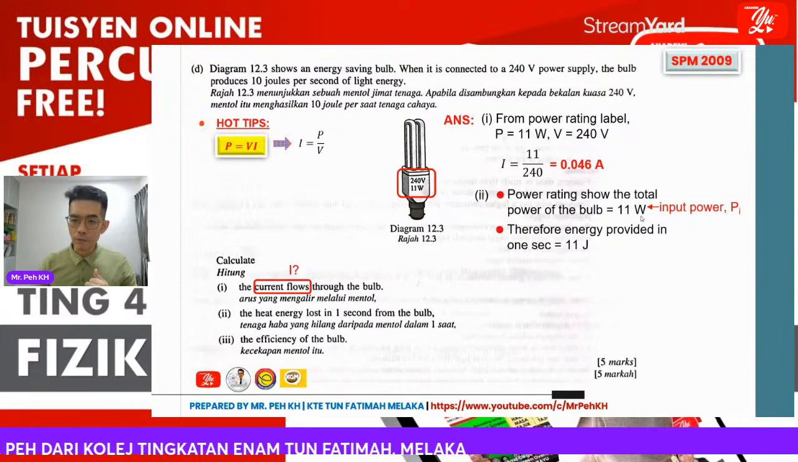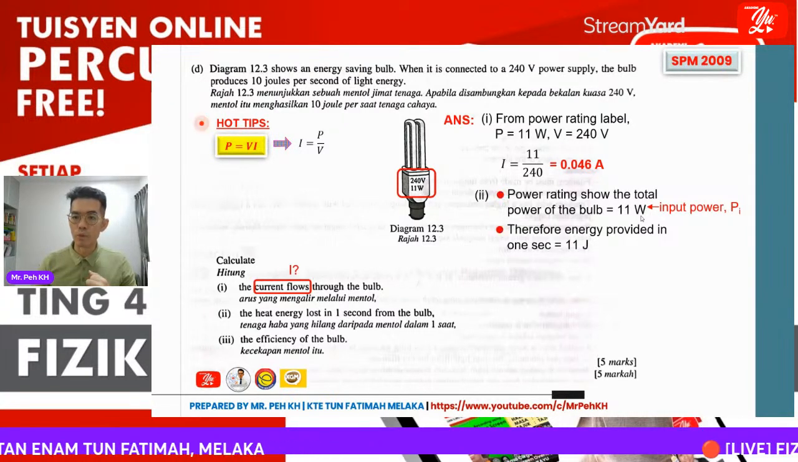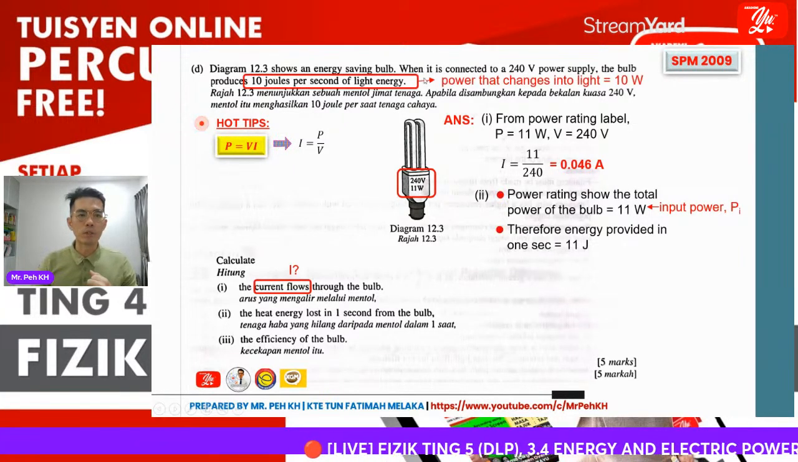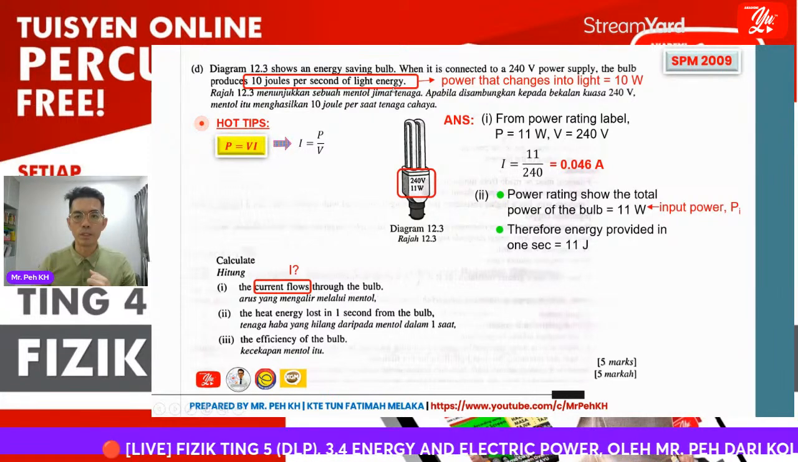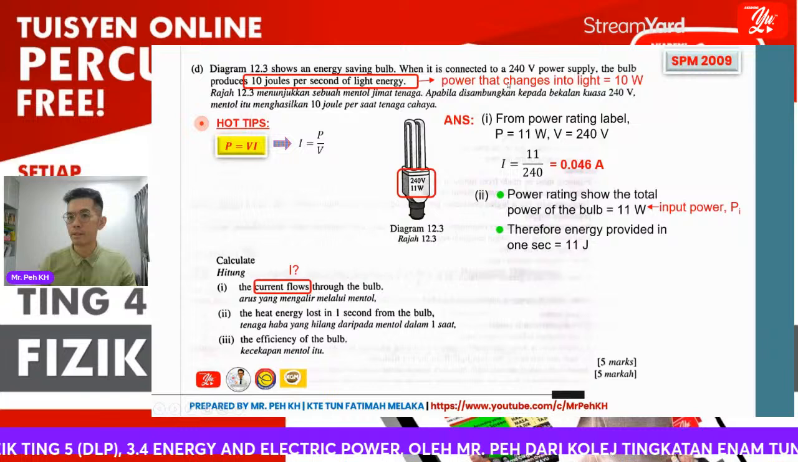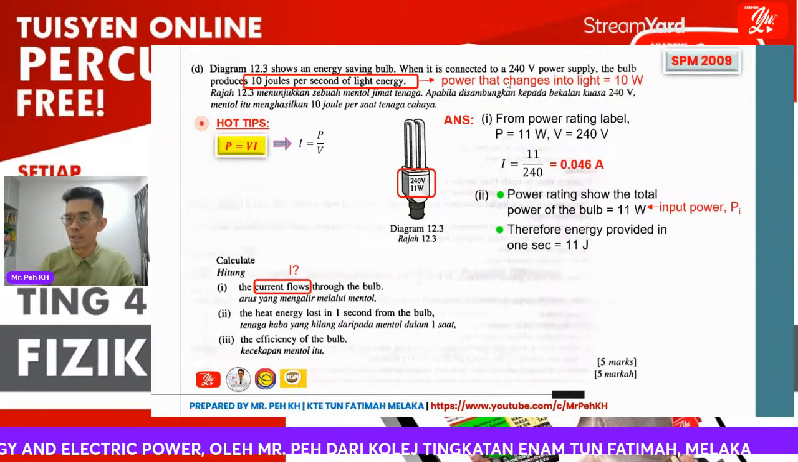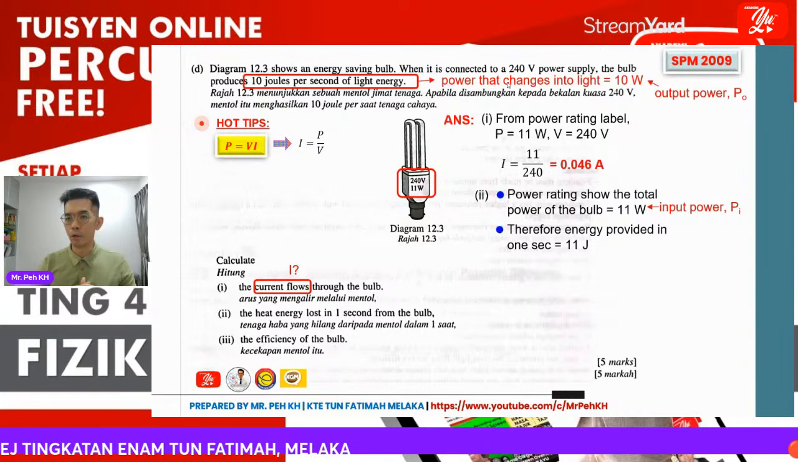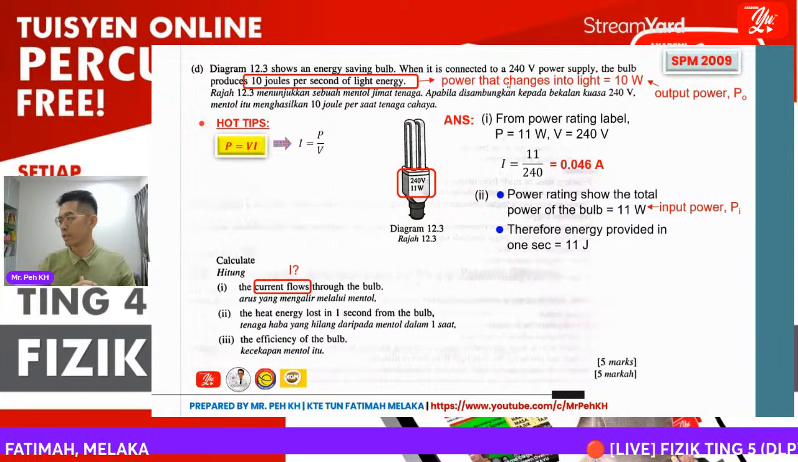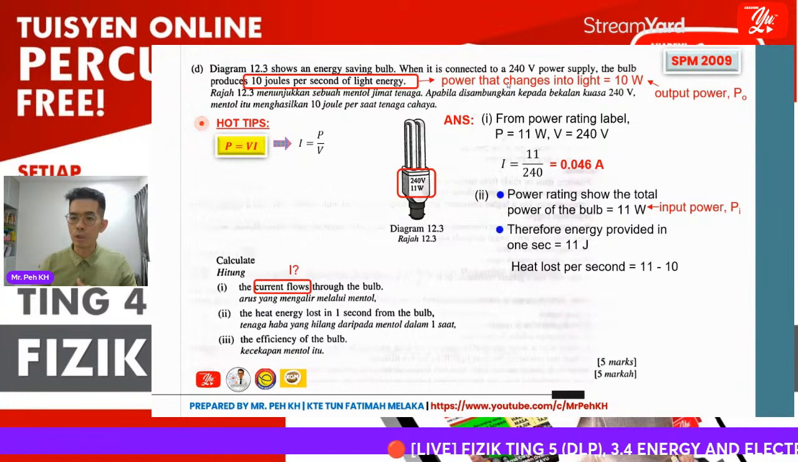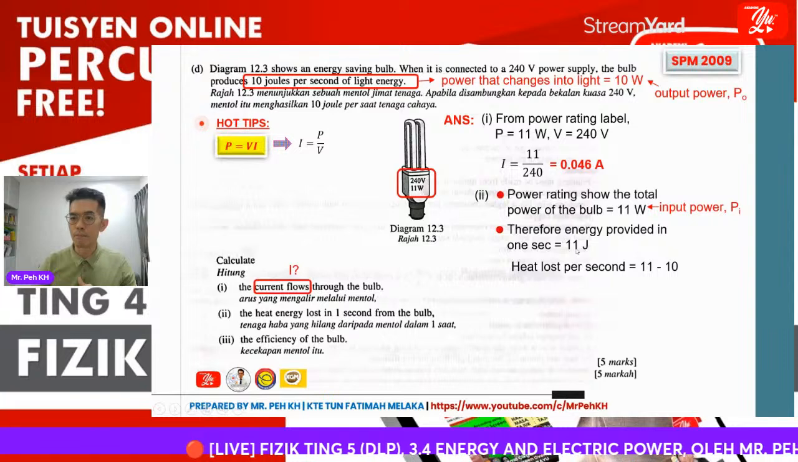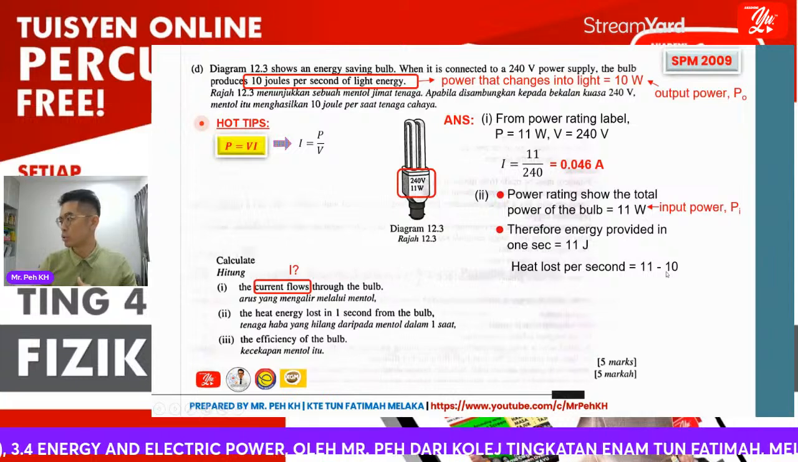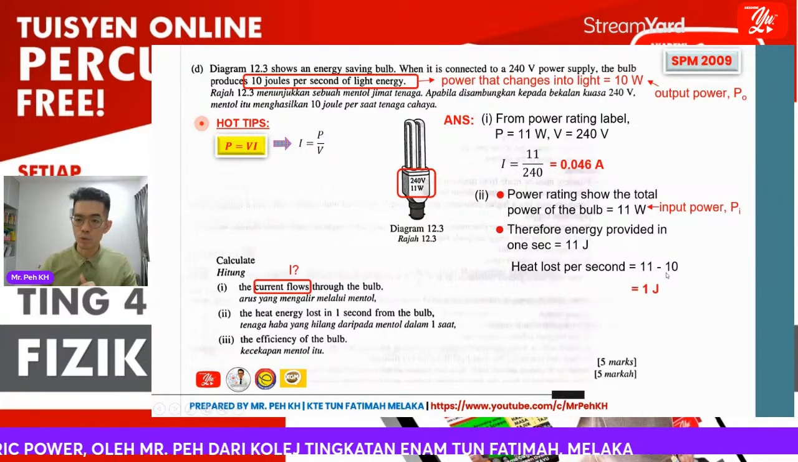Therefore the energy used in 1 second will be 11 joule, following the power rating. Then the information given in the question, 10 joule per second of light energy, is actually the power that changes into light. So this is 10 watts, the output power. That means in 1 second, it produces 10 joule of energy. So the heat energy loss is 11, which is input energy, minus the output energy, which is 10 joule. So the answer here is 1 joule.